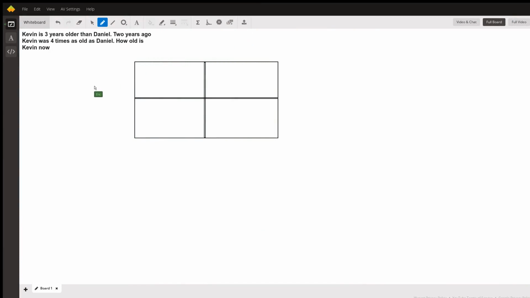Kevin is 3 years older than Daniel. 2 years ago, Kevin was 4 times as old as Daniel. How old is Kevin now? So to solve this problem, I'm going to be using a chart.